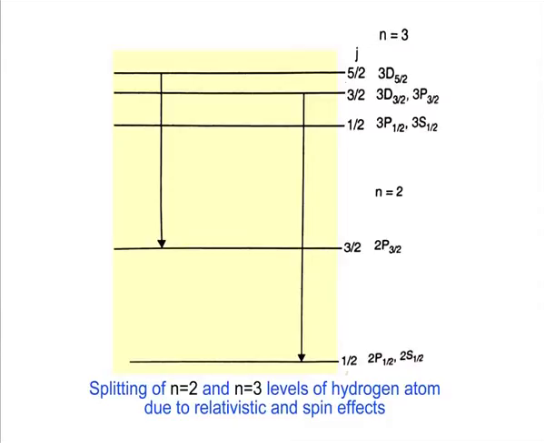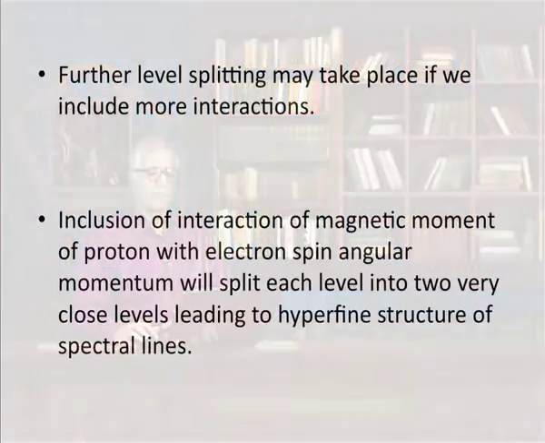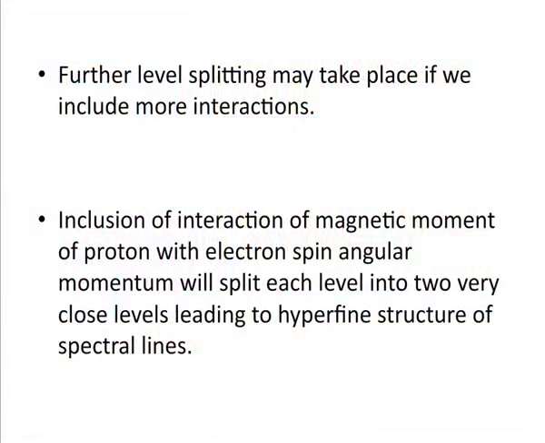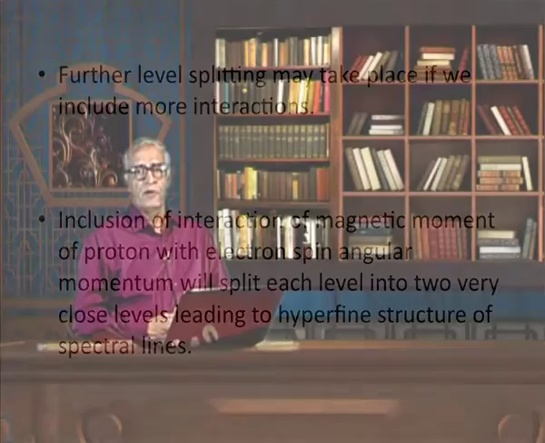What you see here is splitting of n equal to 2 and n equal to 3 levels of hydrogen atom due to relativistic and spin effects. So, what we are saying is that each level is now simply not characterized by n values, but also other quantum numbers, and this makes a splitting of each line. Further level splitting may take place if we include more interactions, because it is these interactions only which split the lines.